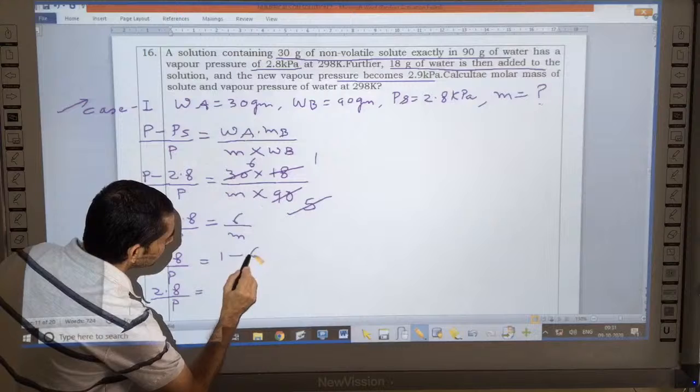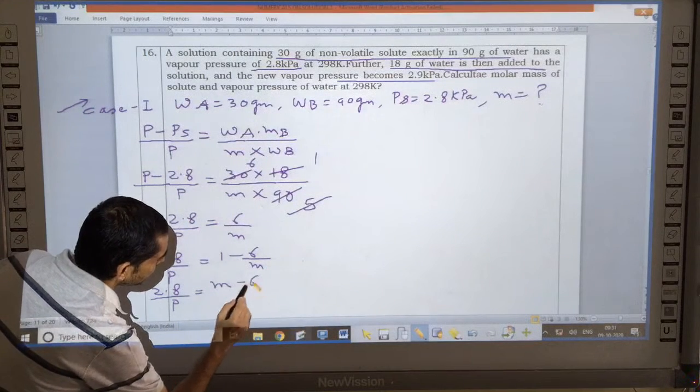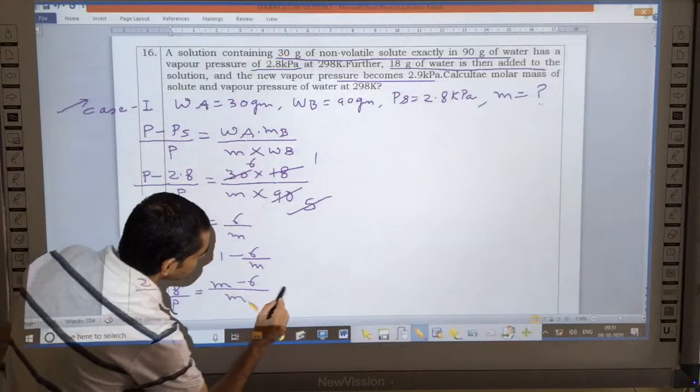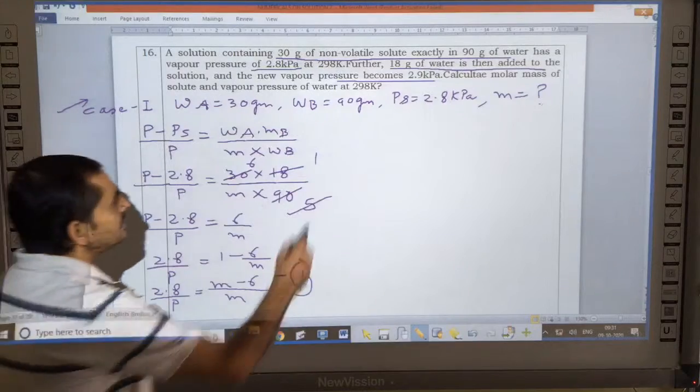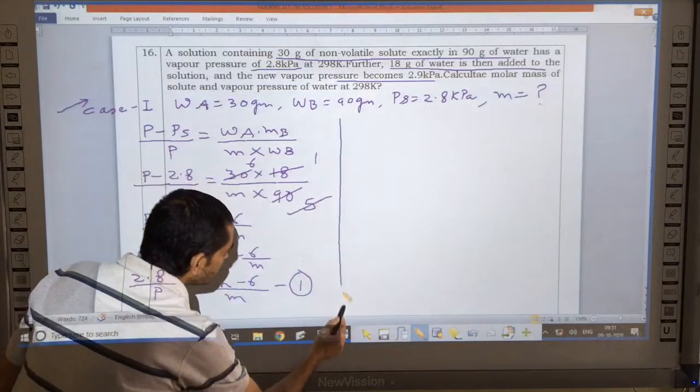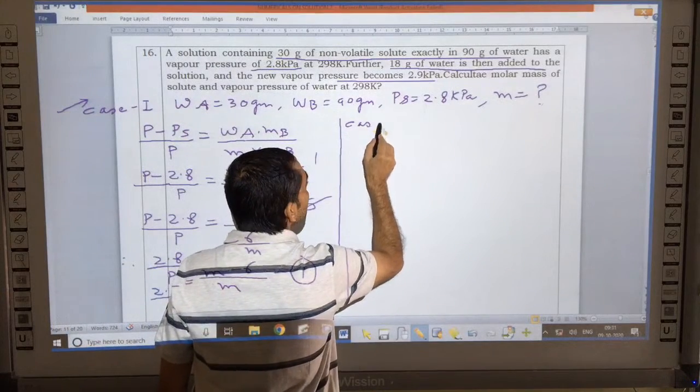1 minus 6 upon m. When you solve it, this is m minus 6 upon m. This is equation number 1, from the first part, this is case 1. Similarly, let us solve case 2. Case 2 I am writing over here.